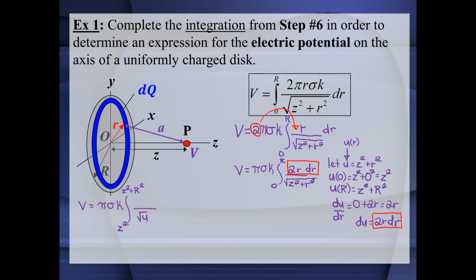Okay, so I'm going to replace 2r dr with du. So let's go back to my purple felt now. So this would be du. Now we'll do two things here. I want to write the square root of u as a power. So this would be pi multiplied by sigma multiplied by k, and then the integral from z squared to z squared plus r squared. In the denominator, this would be 1 over u to the 1/2. If I move it to the numerator, it'd be u to the negative 1/2, and then du.